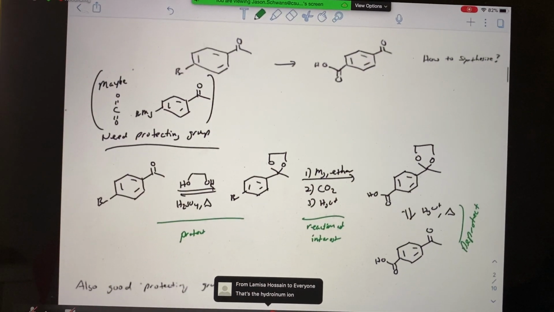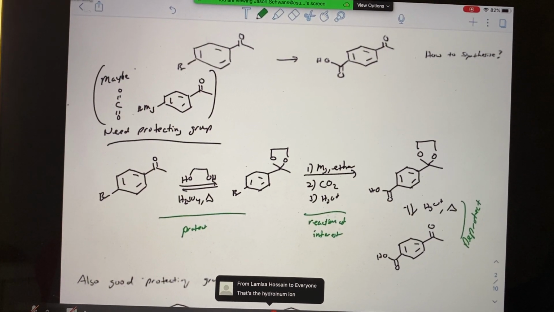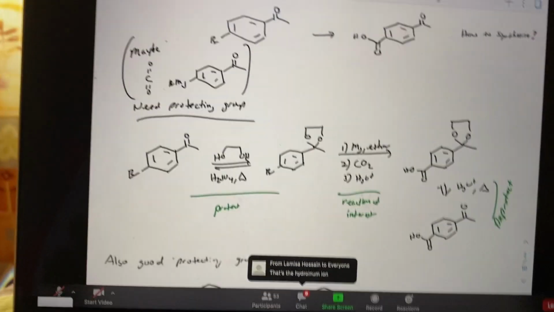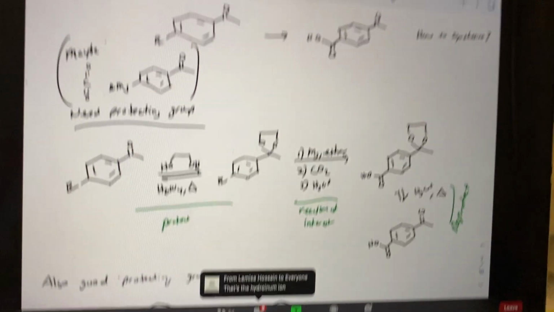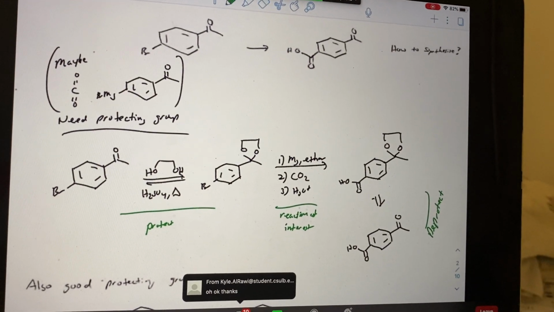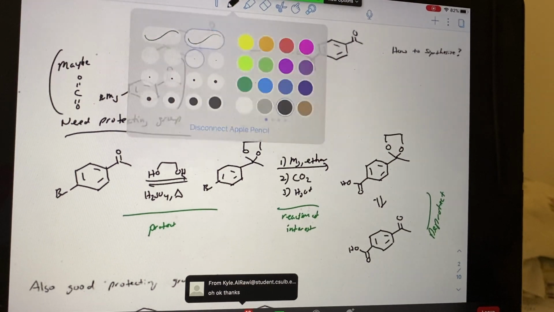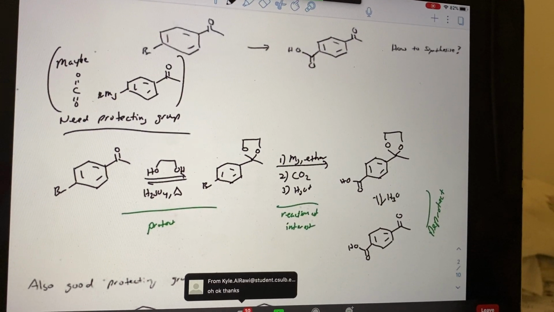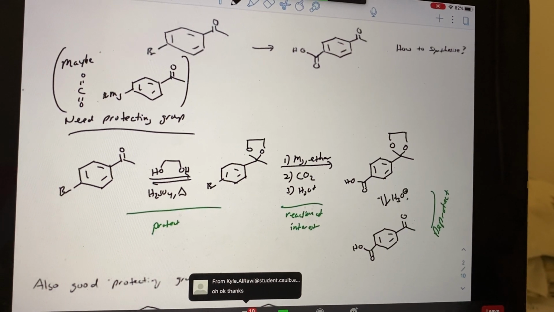And Kyle asked about the last catalyst. Maybe are you referring to this scribbling over here? Oh, yeah. Oh, man. That looks really bad. Let's try it again. H3O+ and heat.